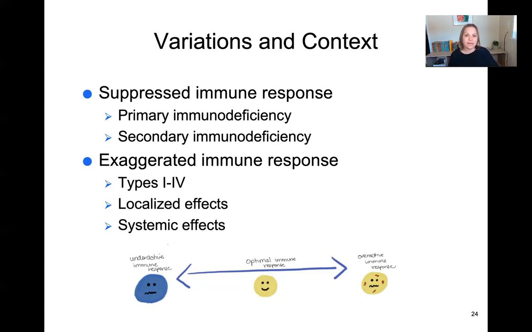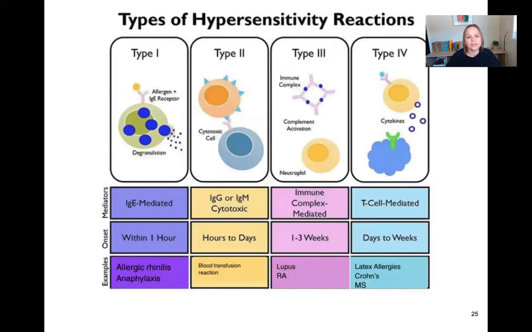Now, on the flip side, we can have our overactive, overzealous immune system that takes over. And we're going to break this down into the 4 different types of hypersensitivities in an exaggerated immune response. And in these exaggerated immune responses, you can have both localized effects as well as systemic. Here are the 4 types of hypersensitivities. This is the overactive immune system.